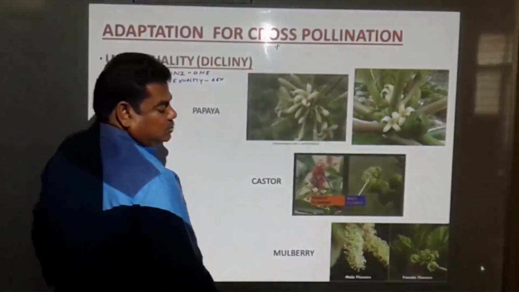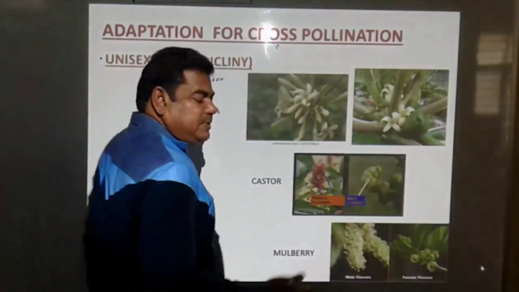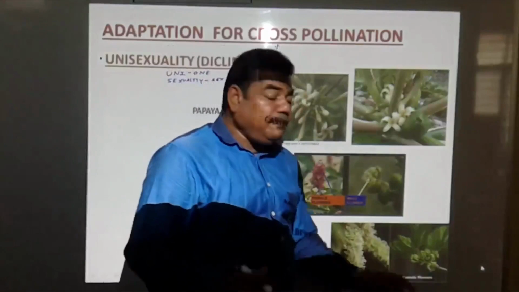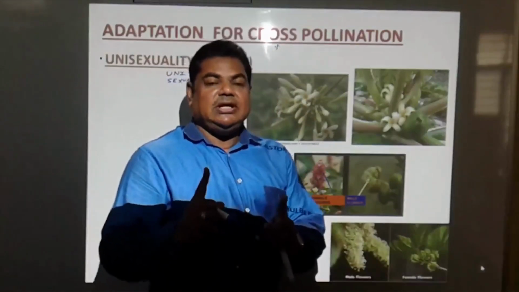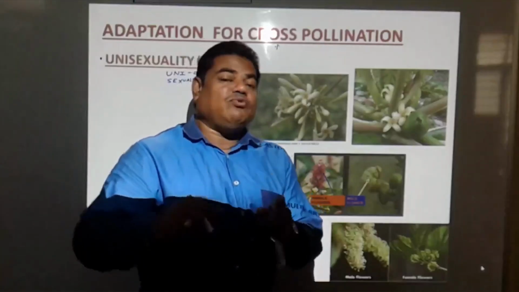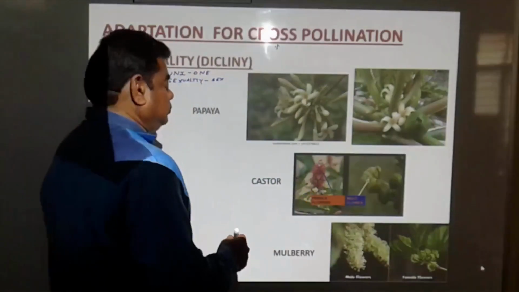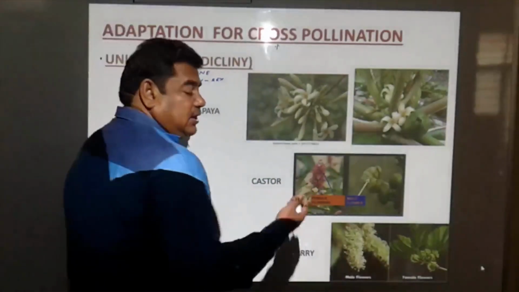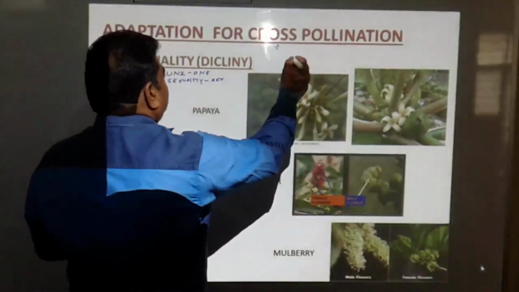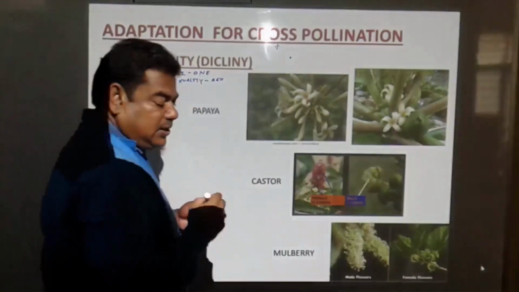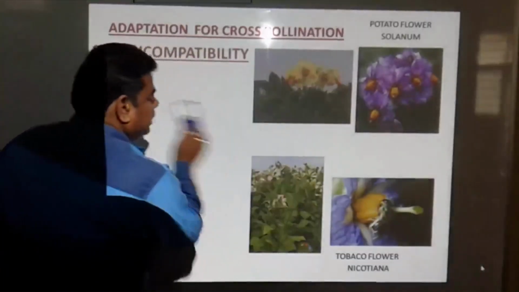In the case of mulberry also, these are the male flowers and these are the female flowers. Male flowers are borne on the male plant and female flowers are borne on the female plant. Unisexuality means there is a rule of only cross-pollination. Self-pollination does not take place in these plants, to gain improved characters like this. So unisexuality is there, and due to this unisexuality they gain cross-pollination.